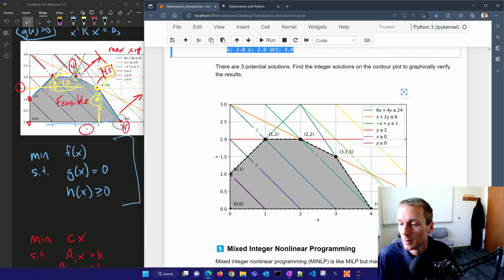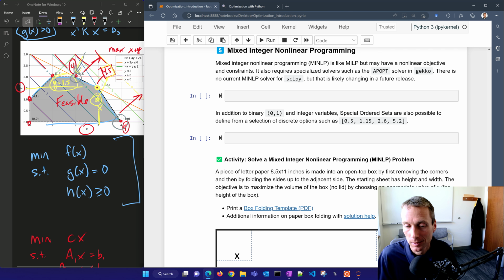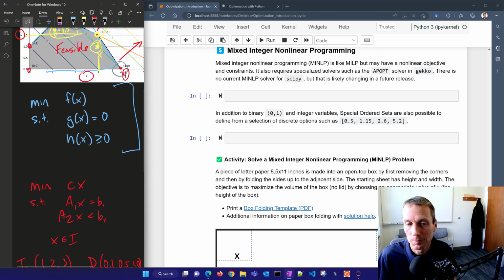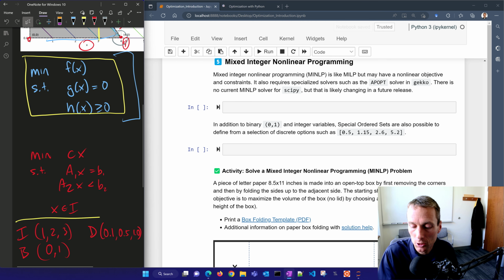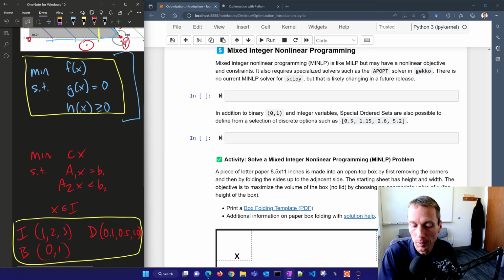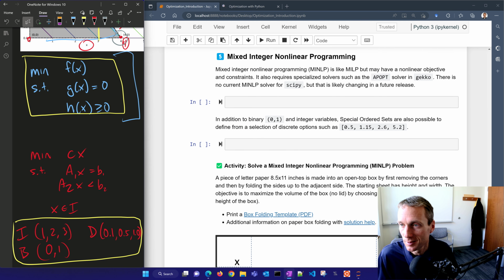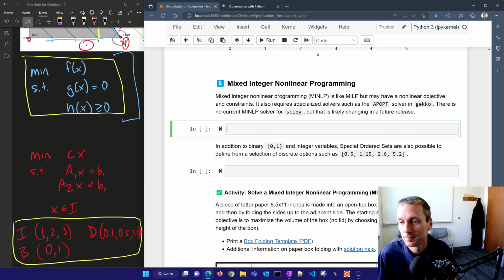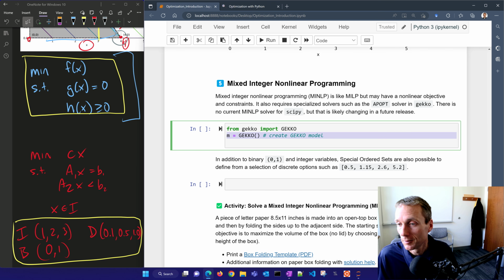All right, so here we are going to go on to now mixed integer nonlinear programming. So just like we'd solved before with this nonlinear programming problem, but now we're going to also add these integer, discrete, or binary values. And then we're going to follow up with an exercise on how to fold paper to maximize the volume of a box. Okay, so let's go ahead and solve this just like we've done before.